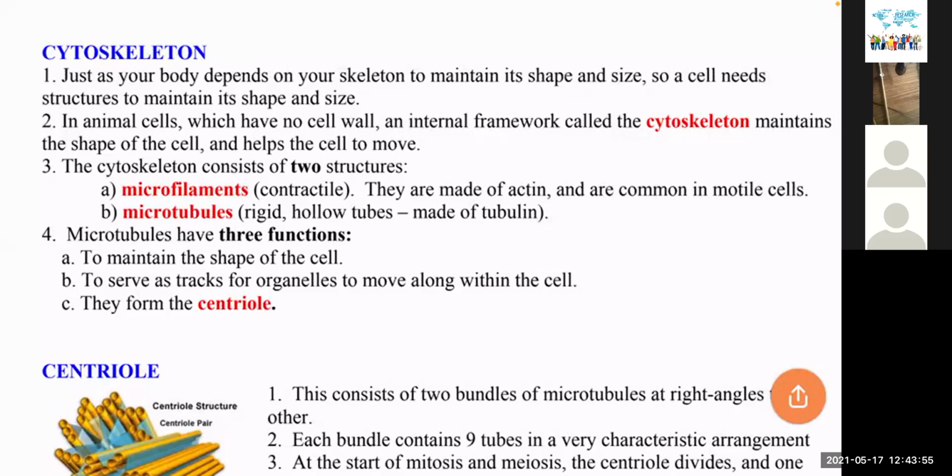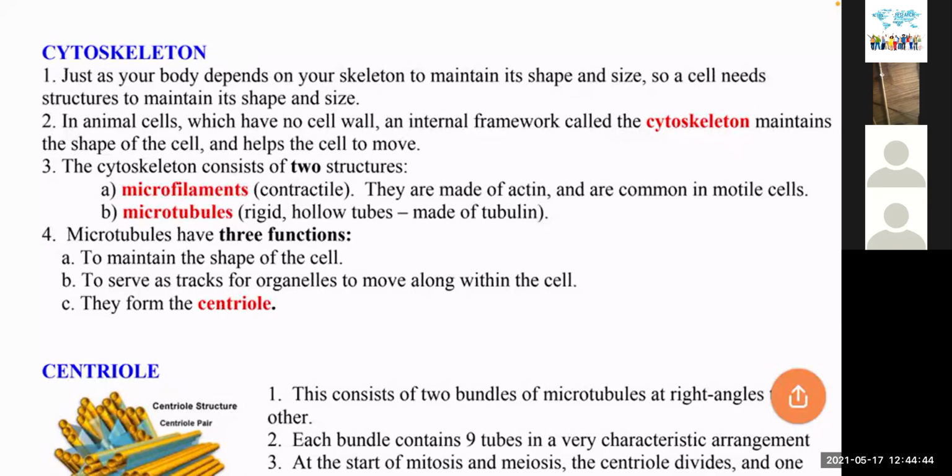In animal cells, which have no cell wall, an internal framework called the cytoskeleton maintains the shape of the cell and helps the cell to move. Pay extra attention to this point. The function of the cytoskeleton: just as your body depends on your skeleton to maintain its shape and size, a cell needs structures to maintain its shape and size. In animal cells, which have no cell wall, an internal framework called the cytoskeleton maintains the shape of the cell and helps the cell to move.